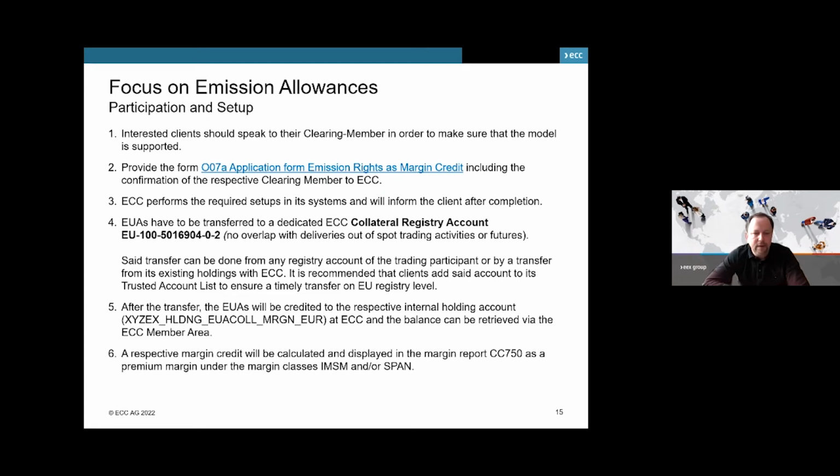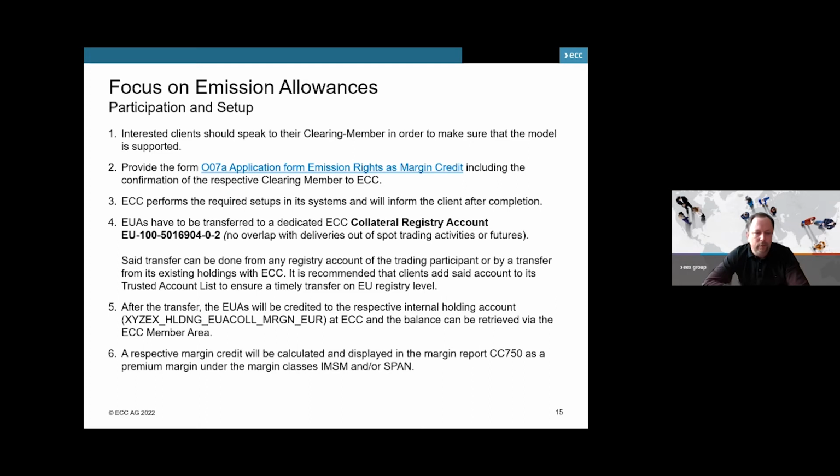Then in the 4 steps, members have to transfer the emissions to a dedicated ECC collateral registry account at the union registry. So there is no overlap with trading activities on the spot market or for deliveries of futures. Such a transfer could be performed from any registry account outside to this dedicated account, but members could also shift emission allowances, which they may have purchased at the EEX primary market, to this dedicated collateral account.